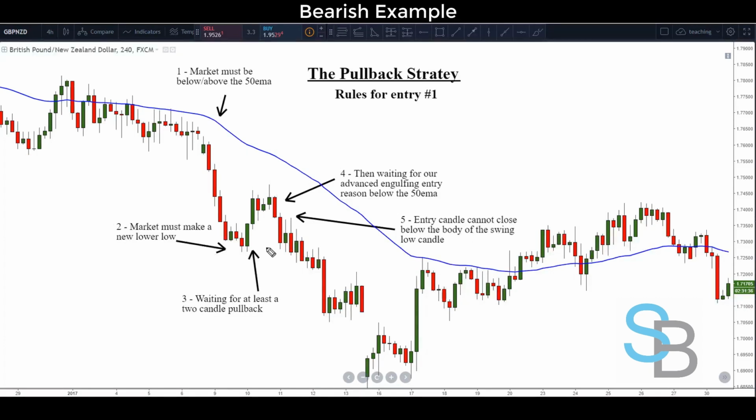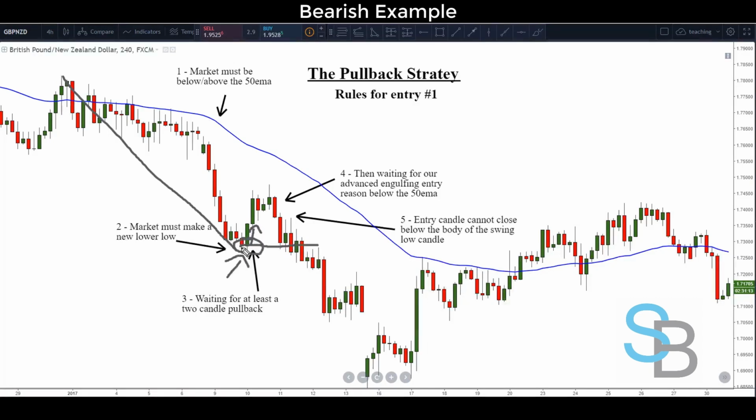Let's talk about that for a second. As stated, we have this push down to our swing low right here. We created that new swing low before the push up of 2 candles. So the swing low before the push up of at least 2 candles, that's where we need to draw a line, at the body of that swing low.